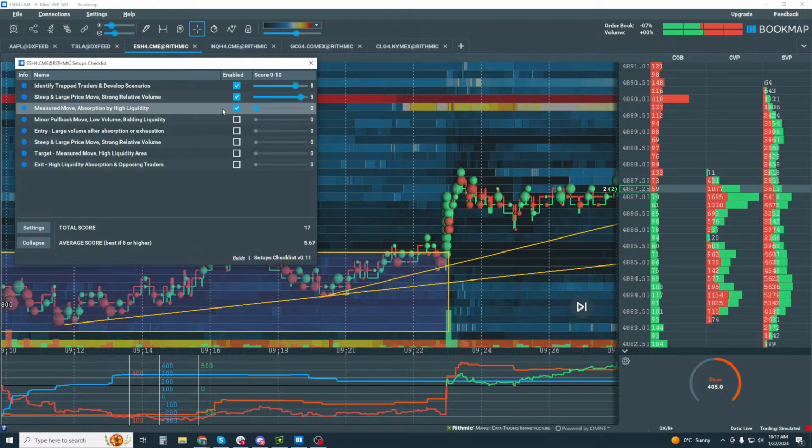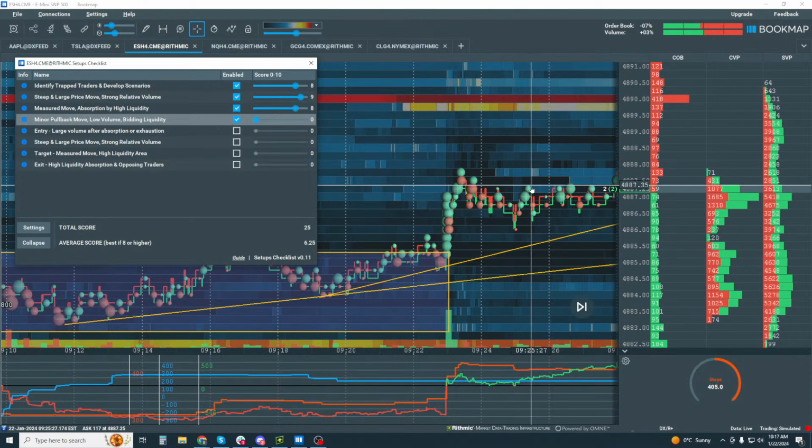We can also look to see if it's absorbed in this area. I do see some absorption in here, so we're off to a good start. Minor pullback, that looks also good. Low volume and bidding liquidity higher up here. Do we have that? No, we don't. And that's why I stayed away from this. It was the last one here that kept me out of taking a position.